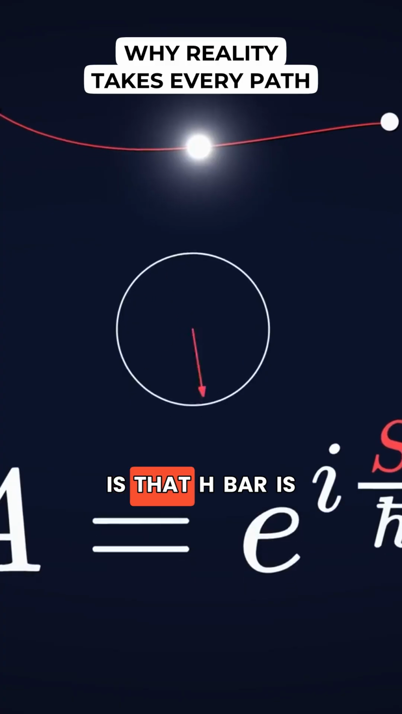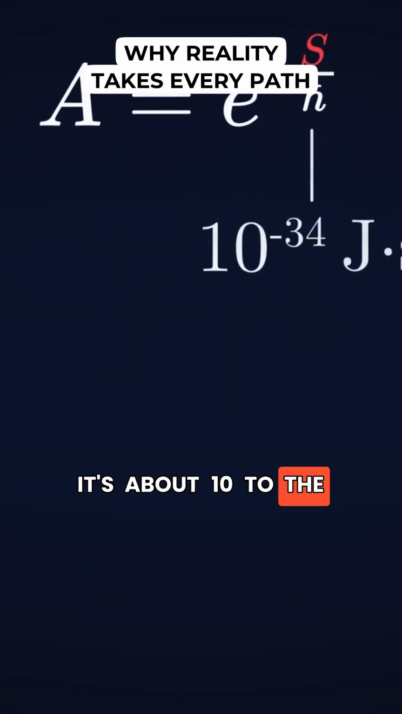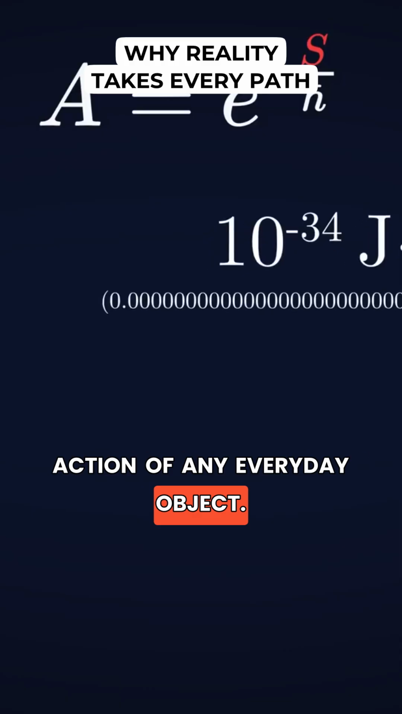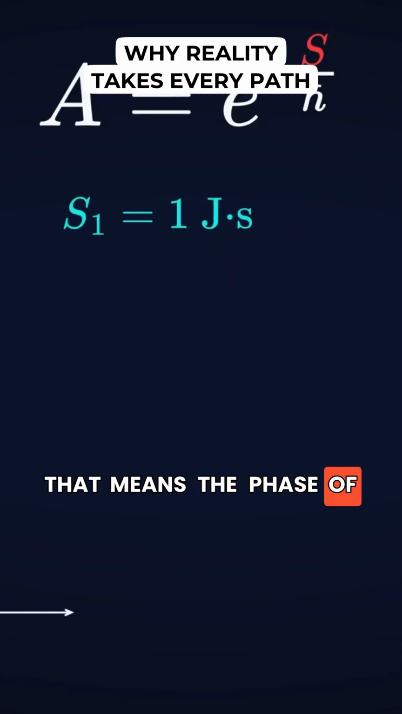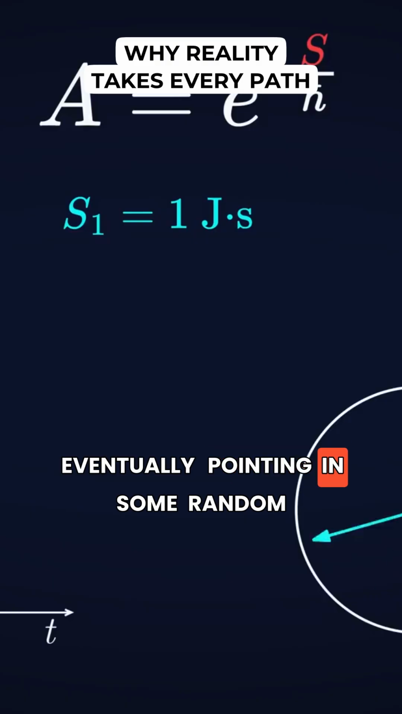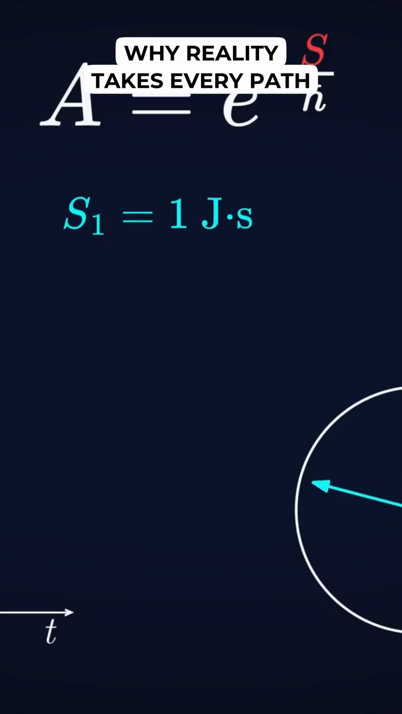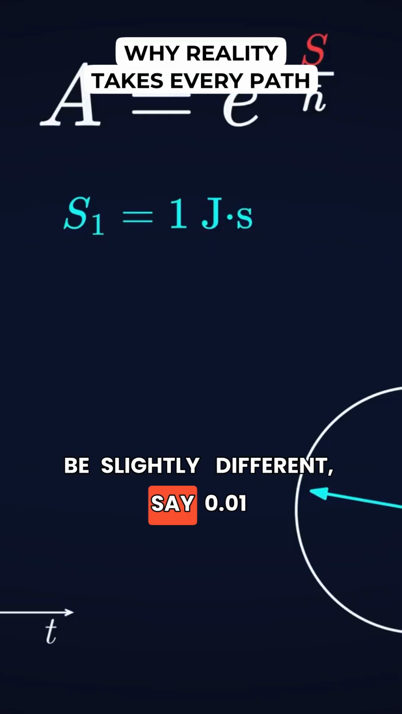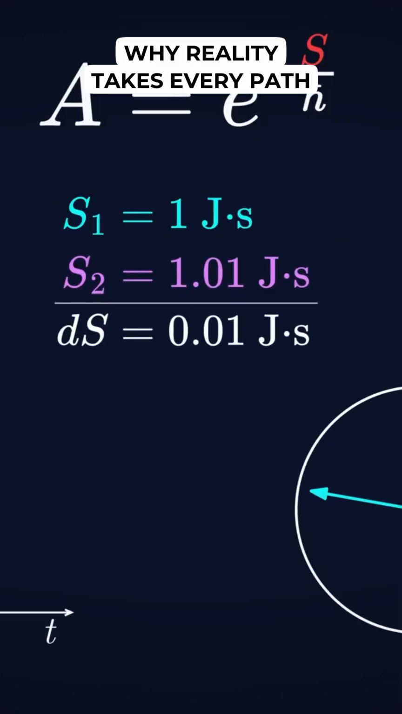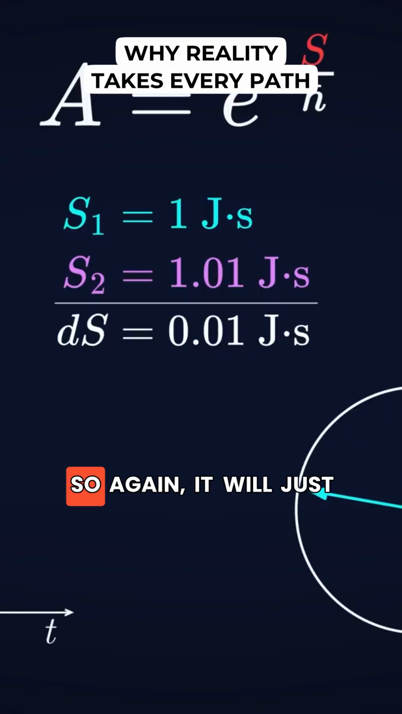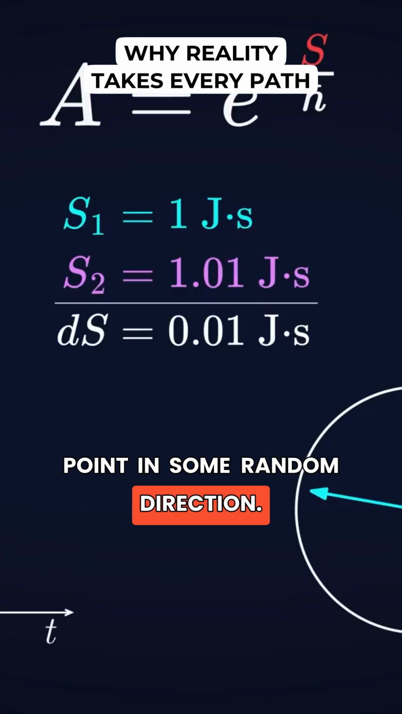And what's important to note is that h bar is tiny. It's about 10 to the minus 34 joule seconds, which is way smaller than the action of any everyday object. That means the phase of ordinary objects on ordinary paths spins around zillions of times, eventually pointing in some random direction. If you consider a slightly different path, the action may be slightly different, say 0.01 joule seconds different. That doesn't seem like much, but divide it by h bar, and the arrow will spin around 10 to the 32 more times, so again, it will just point in some random direction.